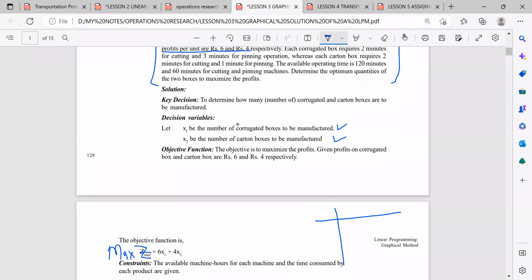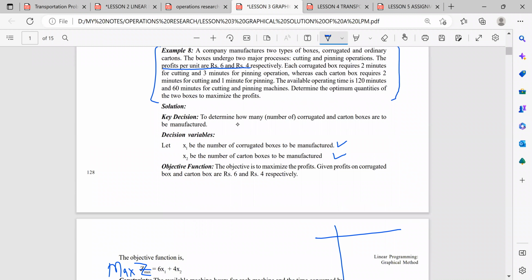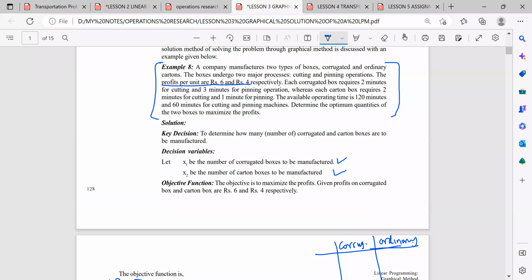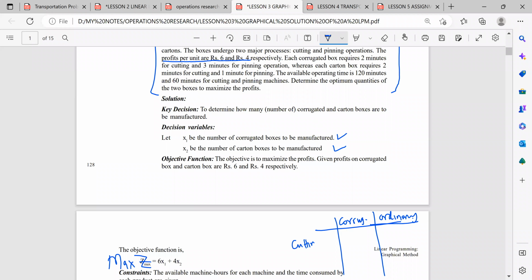We have two types of boxes, corrugated and ordinary. Then we have the resources on this side. Here, mainly we have two resources, which are cutting time and pinning time. So when you have a table like this, you'll be able to figure out how the equations will look.